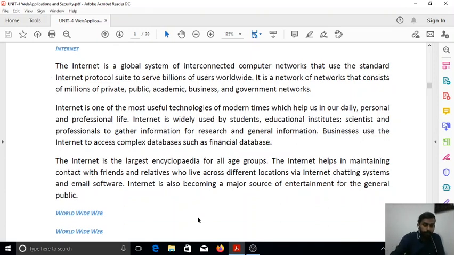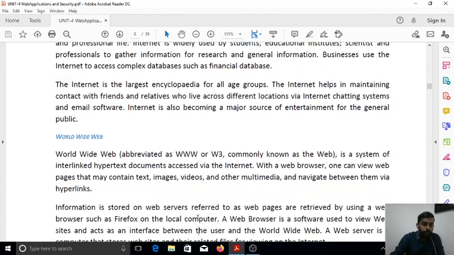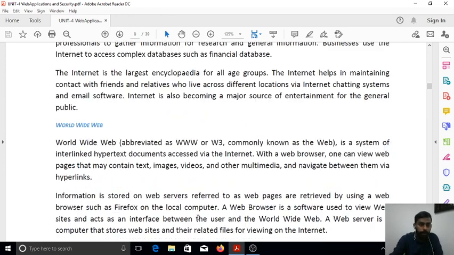Then we have the World Wide Web. What do you mean by World Wide Web? We can simply abbreviate it as WWW, or W3. W3 means WWW, or simply the web. It's a system of interlinked hypertext documents accessed via the internet. The World Wide Web, or simply web, is a system of interlinked, meaning interconnected, hypertext documents accessed via the internet.